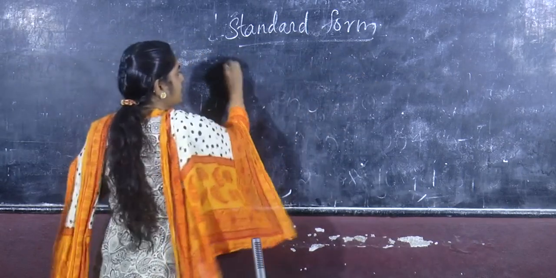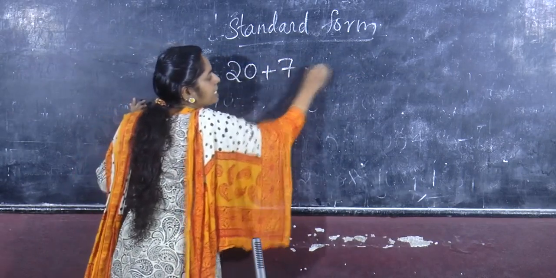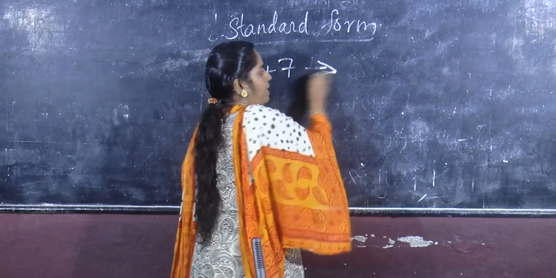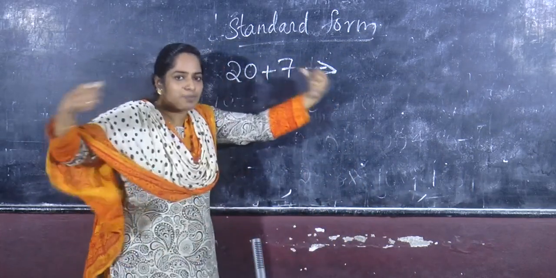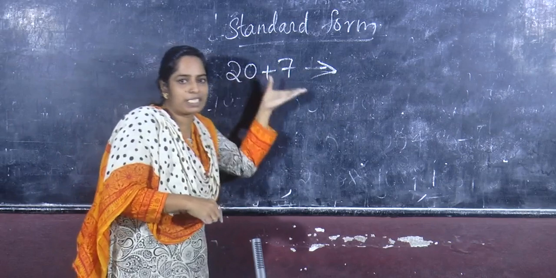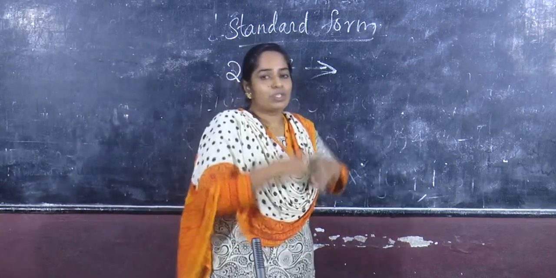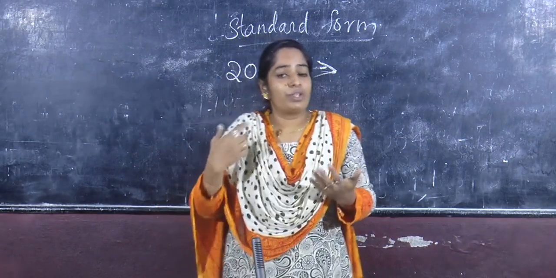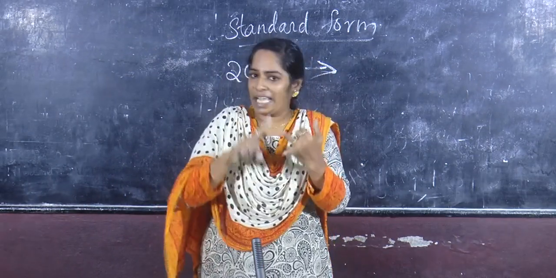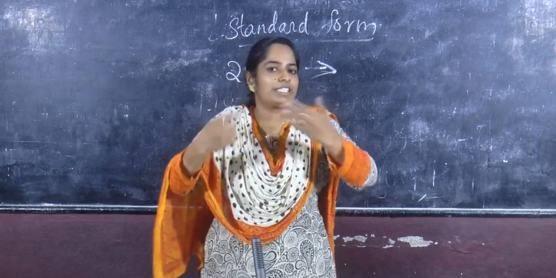If the question is 20 plus 7, how will you write 20 plus 7? This is the expanded form, isn't it? 20 plus 7 is the expanded form. So we must write this in standard form. So we must check. We all studied ones place, tens place, hundred place, isn't it?